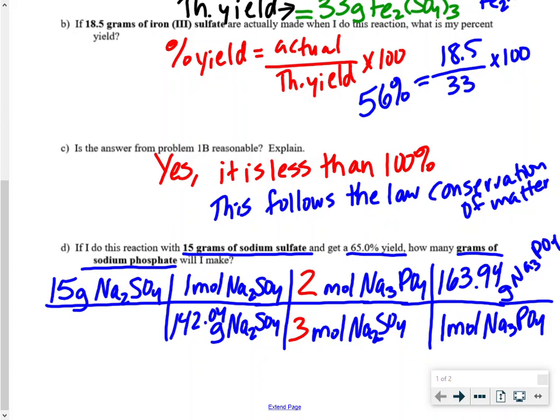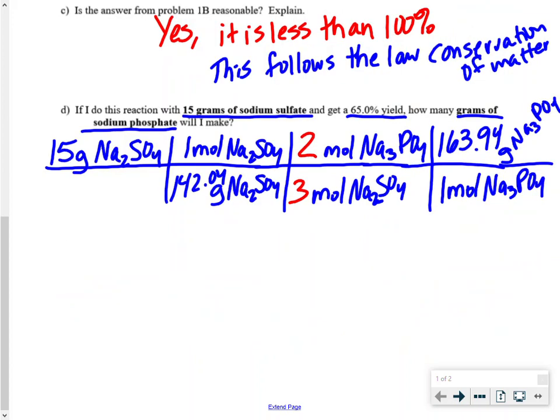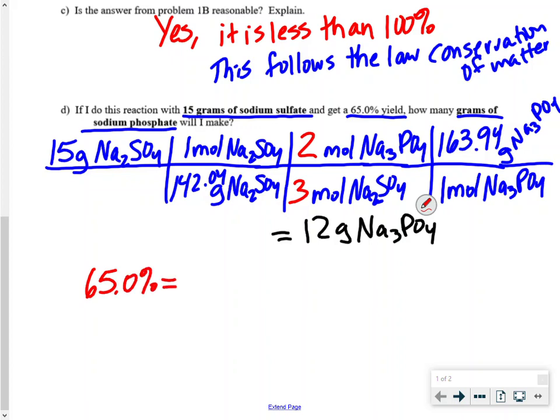All right, so find the theoretical. Go ahead and calculate it. What do we get here? Don't forget sig figs at the end when you do your rounding. How much do we get here? What's our answer? Yes, we get 12 grams of Na3PO4. Now, according to our percent yield equation, we have 65%, right?